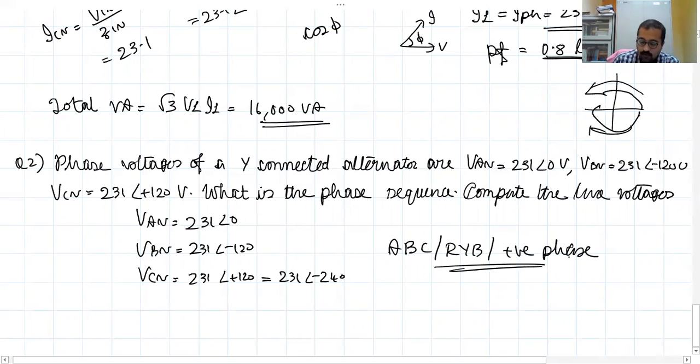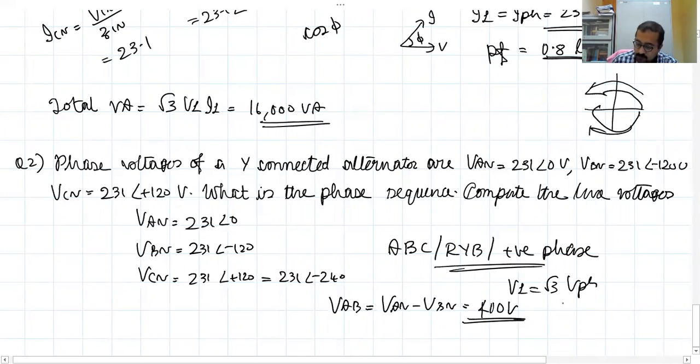That's clear. Now you have to compute the line voltages. So what will be VAB? VAB will be VAN minus VBN. The magnitude we know: VL is root 3 times VPH. VPH magnitude is given as 231, so that will be close to 400 volt.